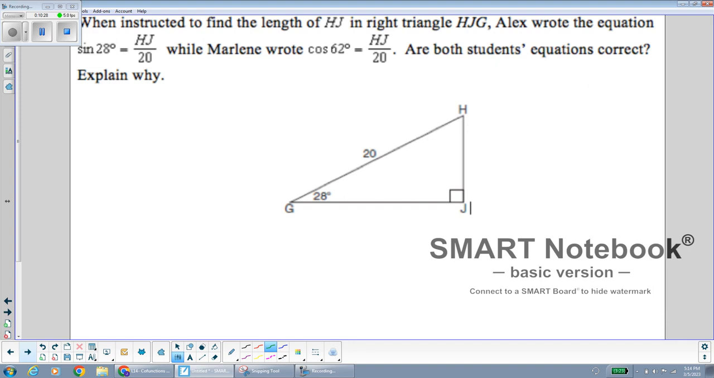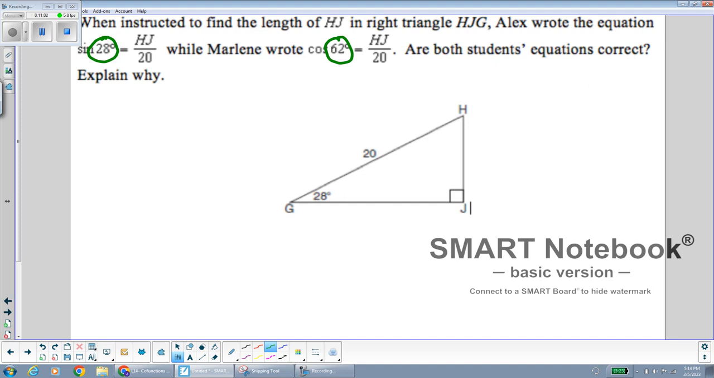The answer is yes. Both students' equations are correct. And the reason for that is sine and cosine are cofunctions, so they are equal to each other when their angles add up to 90 degrees. And here, their angles, 62 and 28, do add up to 90 degrees. So that tells me that sine and cosine will be equal. They will have the same value because their angles add to 90 degrees and they're cofunctions.